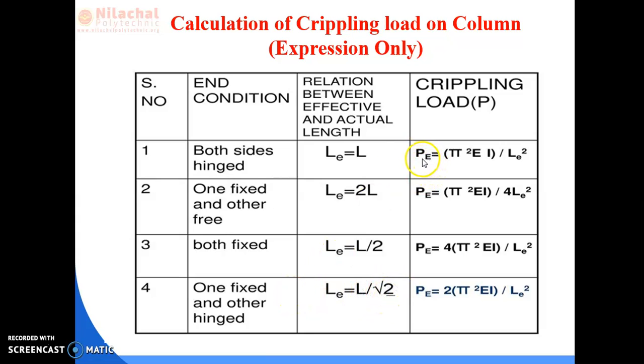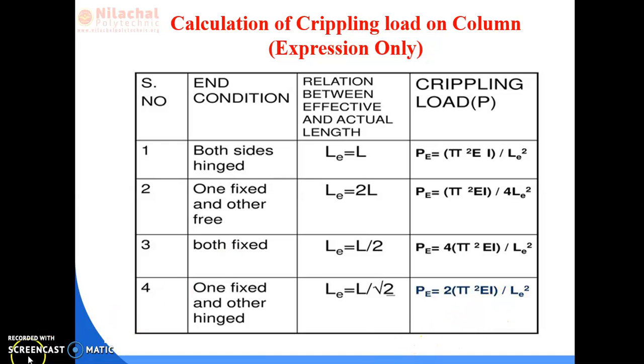Now P is known as the crippling load. The formula is P equal to pi square EI by L square, then pi square EI by 4L square, then 4 pi square EI by L square, and for one end fixed, other end hinged it is 2 pi square EI by L square. In this way these are the crippling load formulas, where E is Young's modulus of elasticity of the material of the column, L is the length of the column, I is the moment of inertia about the vertical axis, and LE is the effective length.